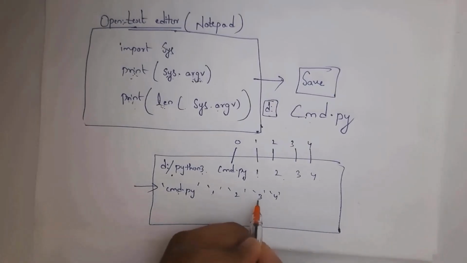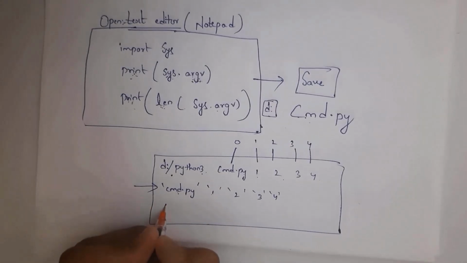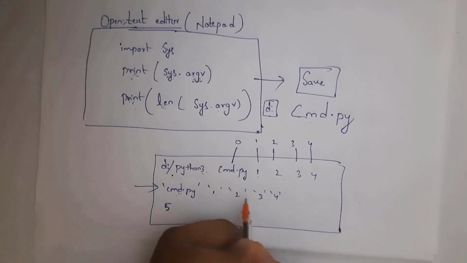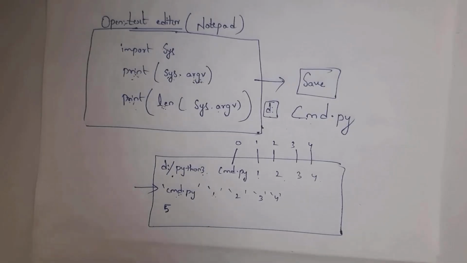1, 2, 3, 4, 5. So it will display output 5. Here file name is also considered as one input. So total there are 1, 2, 3, 4, 5. Total there are 5 input values. So you will get length 5.